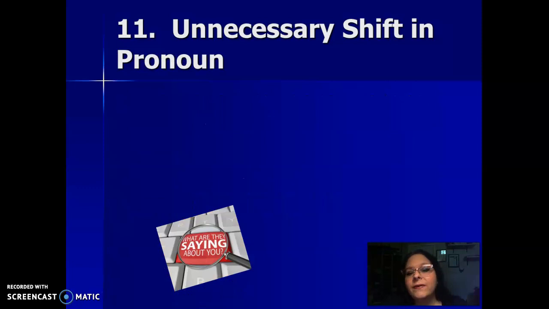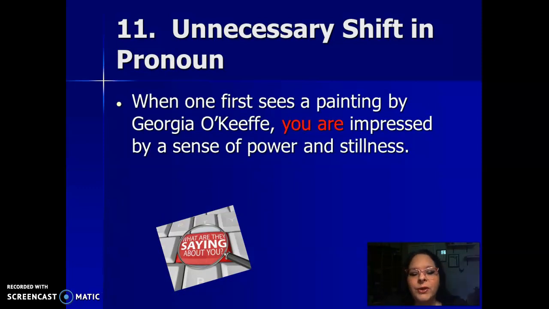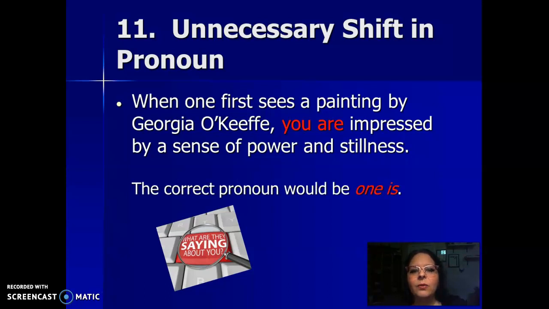An unnecessary shift in pronoun. When you're using pronouns, stick to those pronouns. When one first sees a painting by Georgia O'Keeffe, you are impressed by a sense of power and stillness. We always want to change pronouns to you because that's how we talk. But this is academic writing, so don't fall into that trap. Stick to the word one since that's the pronoun you already used.